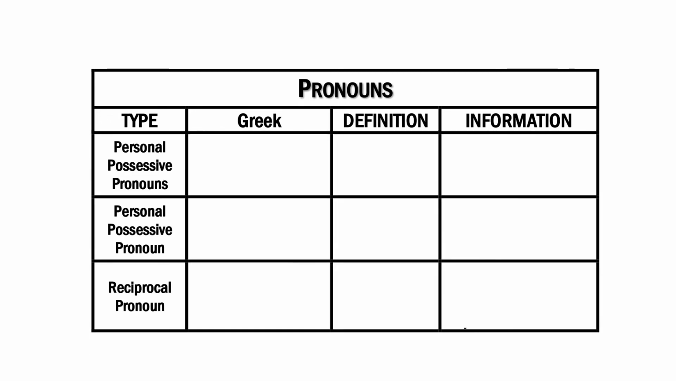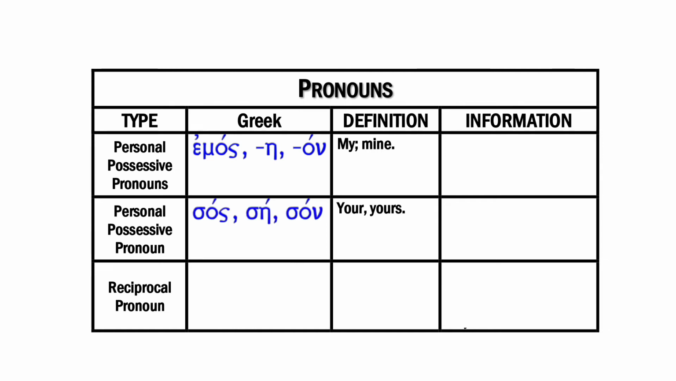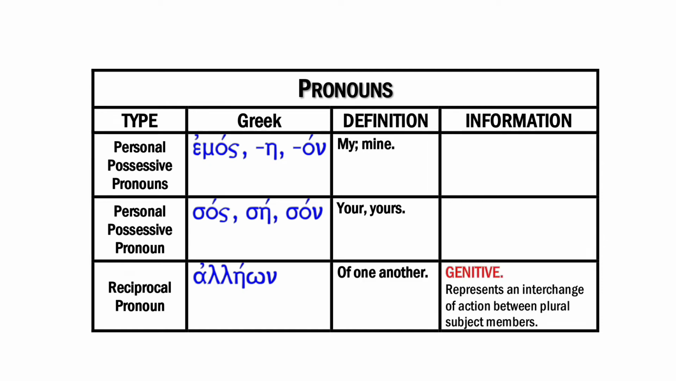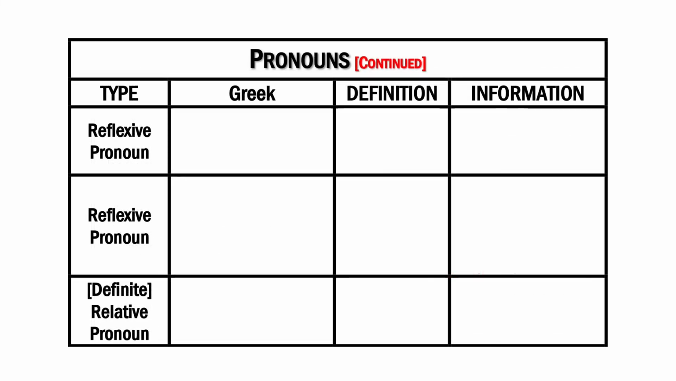Next we have emos, which is my or mine, sos or se, which is your, yours, and allelon, of one another. Usually used in the genitive, it represents an interchange of action between plural subject members. Next we have reflexive pronouns, which we've already talked about, and that includes heautou, and it means of himself, of herself, of itself. Remember that it's always used in the genitive case because the genitive case depicts possession.